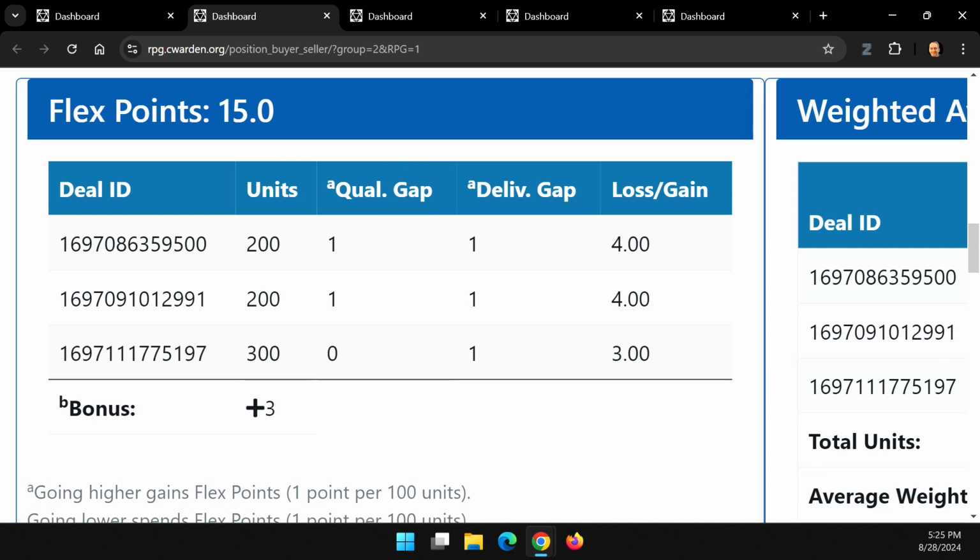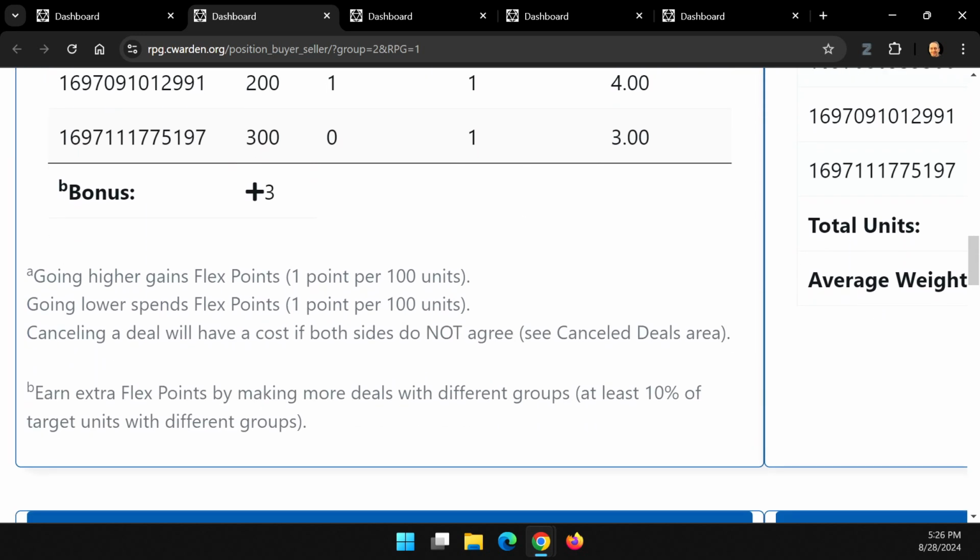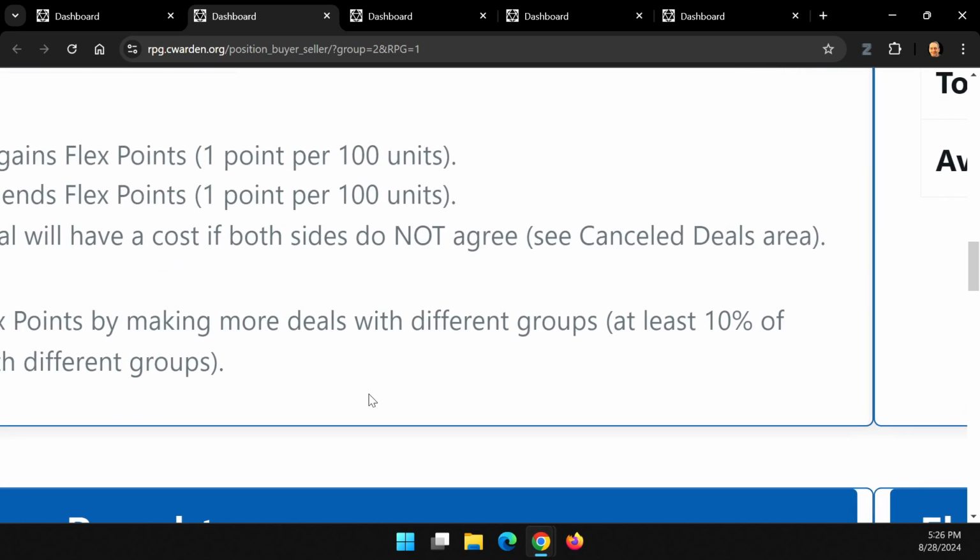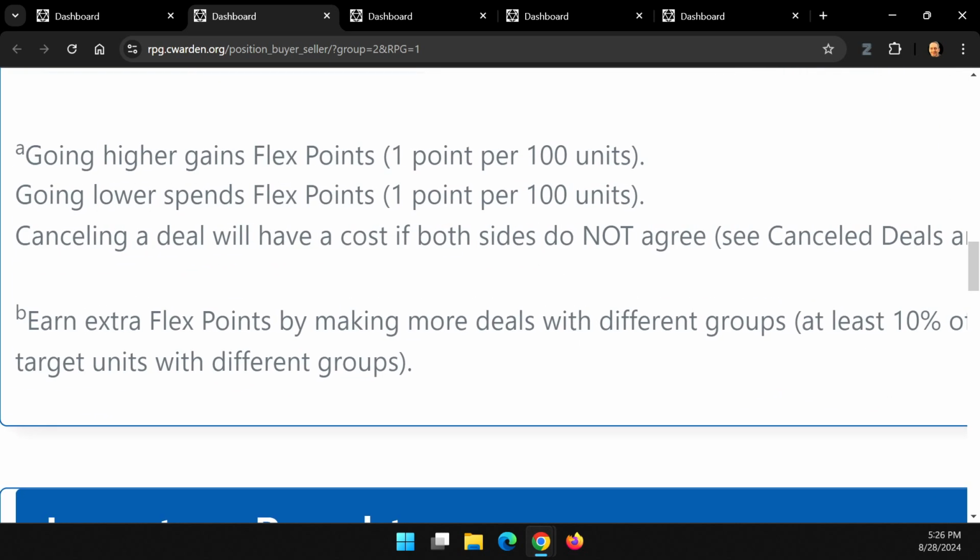That's the normal way. But what's another way? Look down here at this section called bonus. Here, this group has +3 bonus. How did they get +3 bonus? Well, if you look down here at the bottom, there's a little instruction. And it says that you can earn extra flex points by making more deals with different groups.